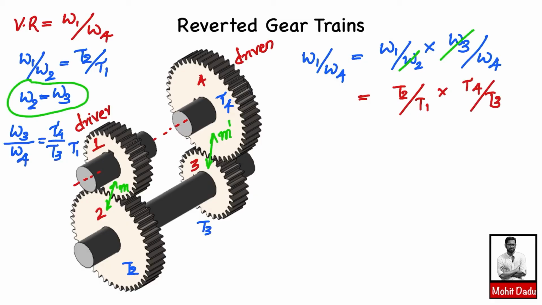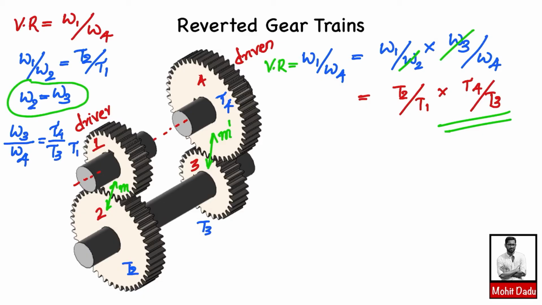So this is the final expression for the velocity ratio, and in this expression all the terms, that means the numbers of teeth T1, T2, T3, T4, appear. That means the numbers of teeth T2 and T3 on the intermediate gears also have an influence on the velocity ratio. This is how you can find the velocity ratio for a reverted gear train, where the driver, that means the input and output gears, are coaxial.